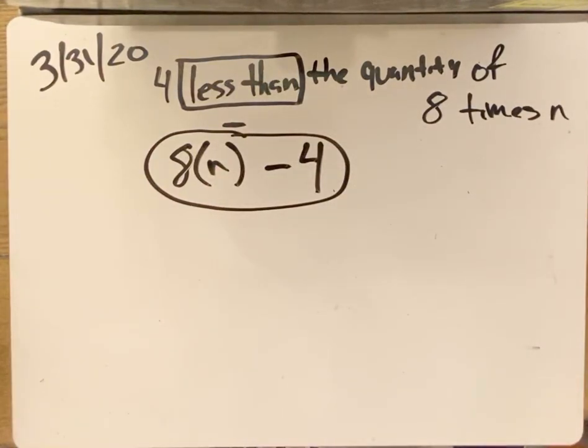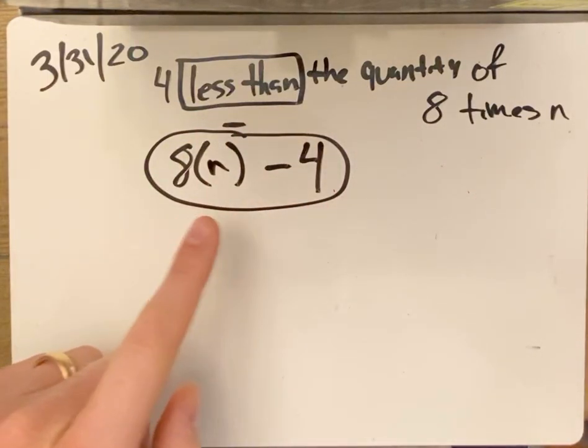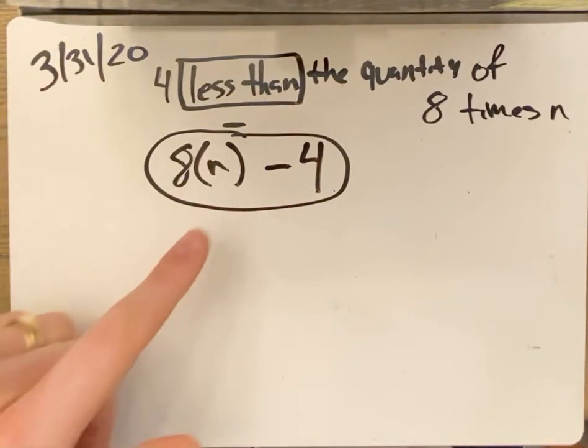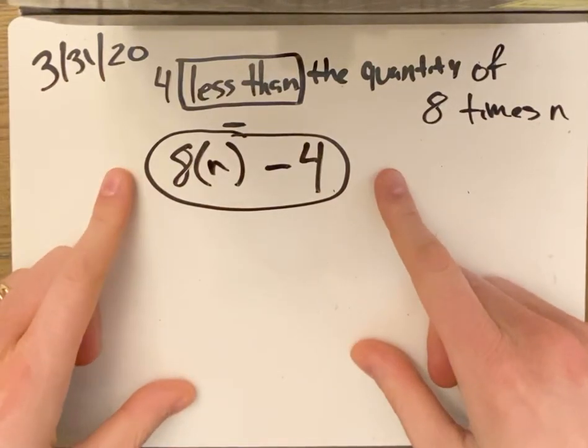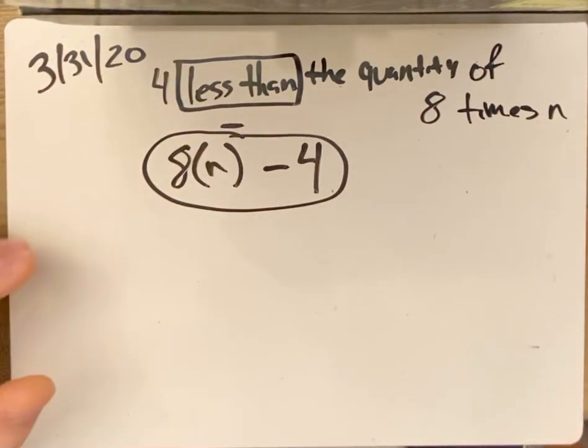You're just creating an expression. And remember, an expression does not have an equal sign. So 4 less than the quantity of 8 times n is 8 times n minus 4. If n was 1, what would this equal? 4. Very good. Expressions: replacing numbers with letters, replacing words with expressions. We're taking this big old sentence and we're just making it into this. Let's look at number 3.